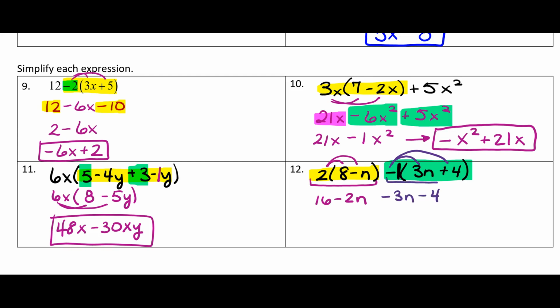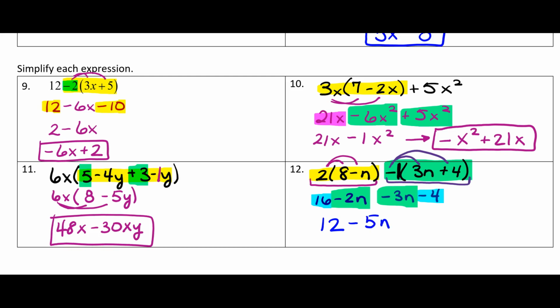Now this is a very big deal. This is missed quite a bit because people will forget to distribute the negative to the 4. They'll put negative 3n, but they won't put minus 4. So now that we have our parentheses out of the way, we've distributed, we can now look and combine like terms. So starting with our 16, we would combine that with negative 4. So 16 minus 4 is 12. And then we would have negative 2n plus 3n, and negative 2 plus 3n is negative 5n.